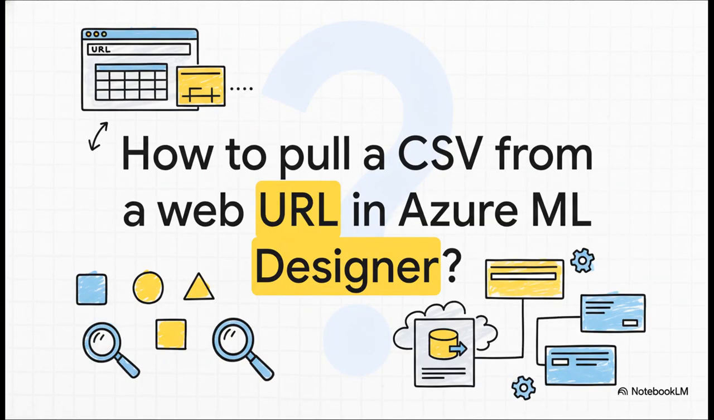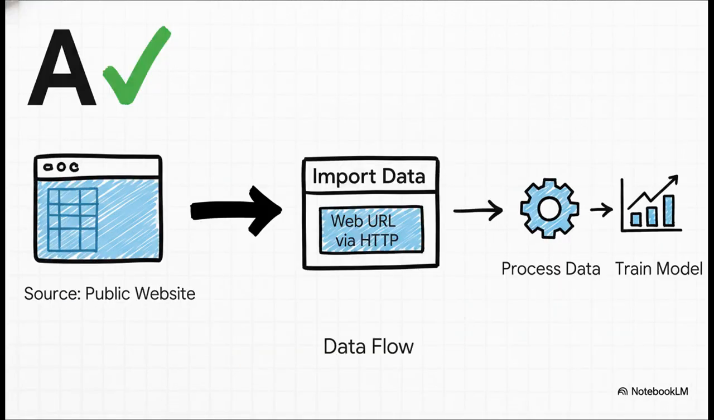All right, last practice question, and this one's about the tools. You're in the Azure ML Designer, the drag and drop interface. You need to pull a CSV file directly from a public website into your workflow. Which module do you grab? And the answer is A, the import data module. It's really that straightforward. That module has a specific option right in its dropdown for web URL via HTTP. You just pop the link in there and you're good to go.